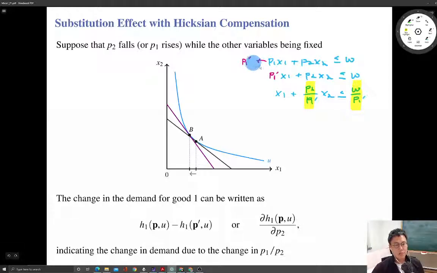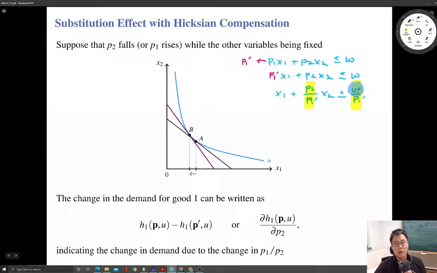Change in the price of good one brings about a change in the relative price. So if P1 increases, it means good one becomes more expensive relative to good two. In other words, good two becomes cheaper relative to good one. So if good one is relatively more expensive, we can anticipate some transition from good one to good two. People tend to demand more of good two, right? So there is a change in the relative price.